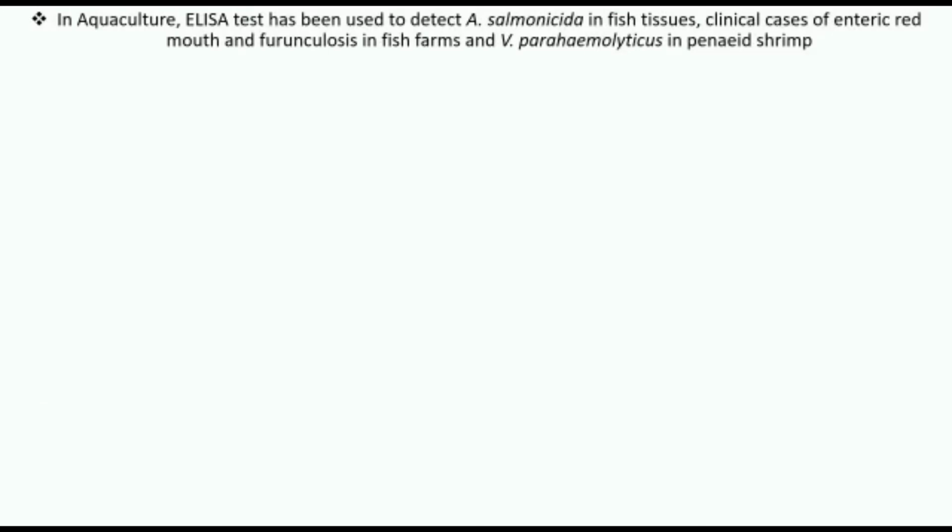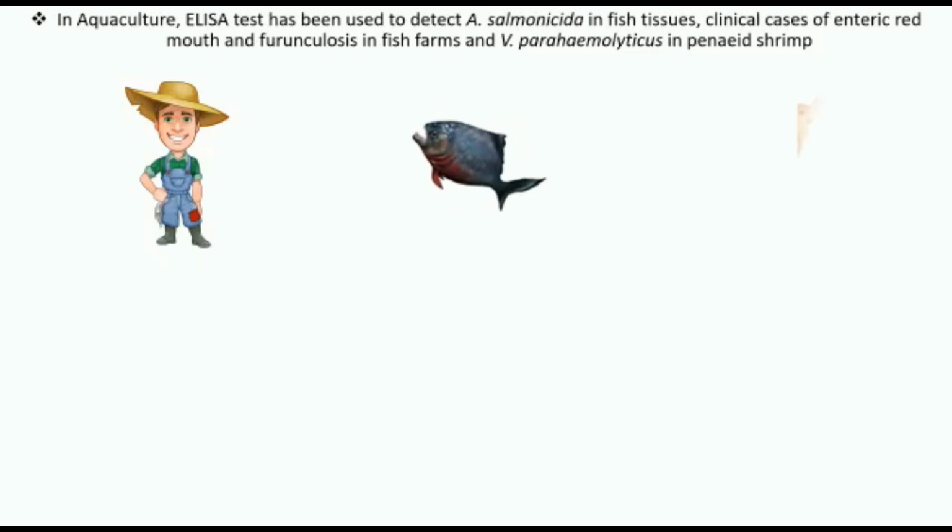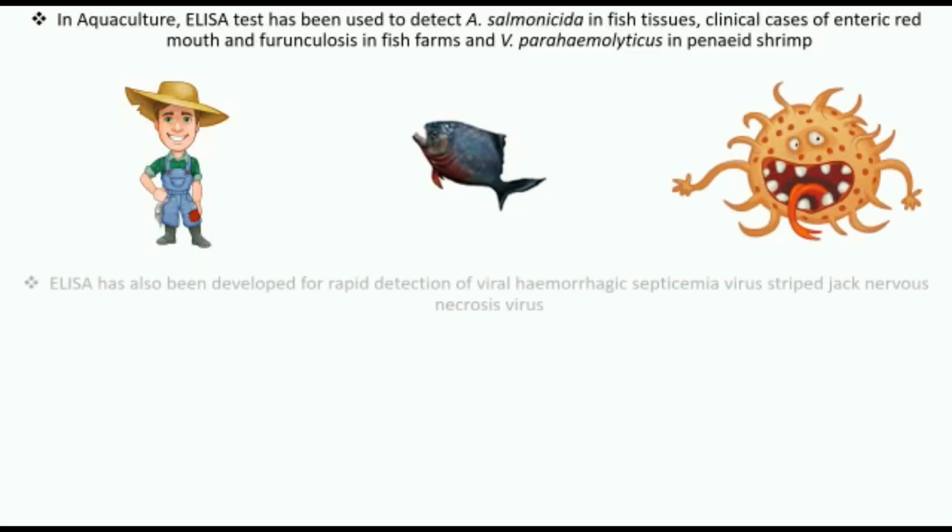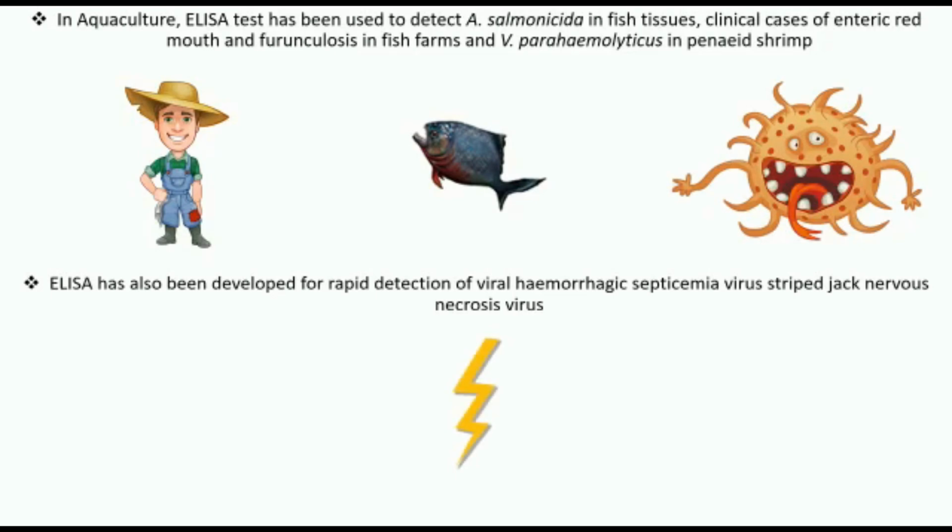In aquaculture, ELISA test has been used to detect Aeromonas salmonicida in fish tissues, clinical cases of enteric redmouth and furunculosis in fish farms, and Vibrio parahaemolyticus in penaeid shrimps. ELISA has also been developed for rapid detection of viral hemorrhagic septicemia virus and striped jack nervous necrosis virus.